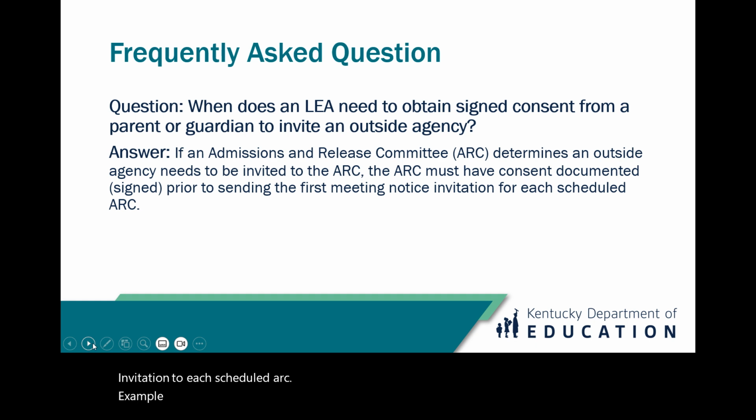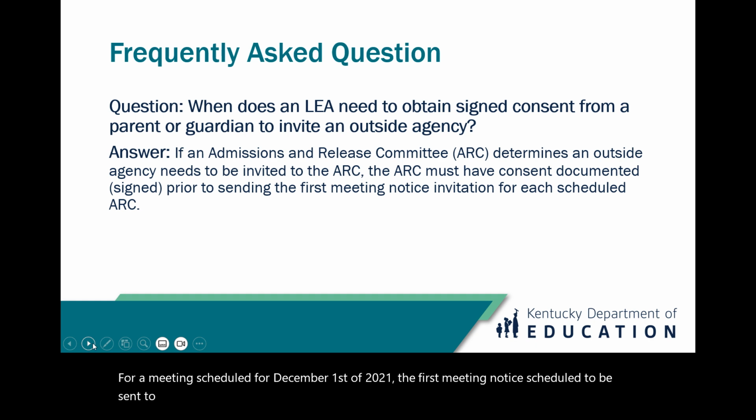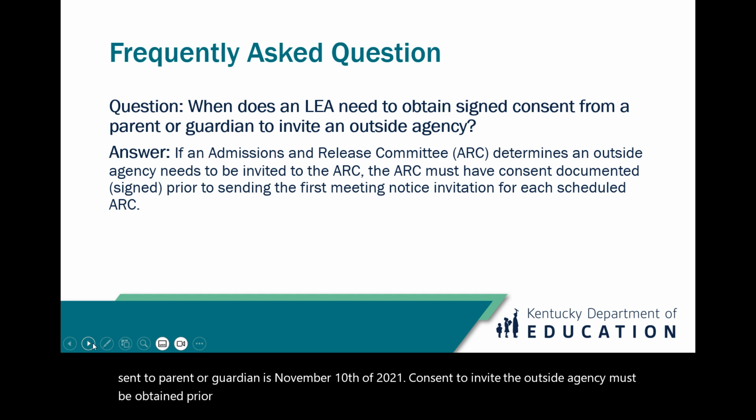Example: for a meeting scheduled for December 1st of 2021, the first meeting notice scheduled to be sent to the parent or guardian is November 10th of 2021. Consent to invite the outside agency must be obtained prior to November 10th of 2021.